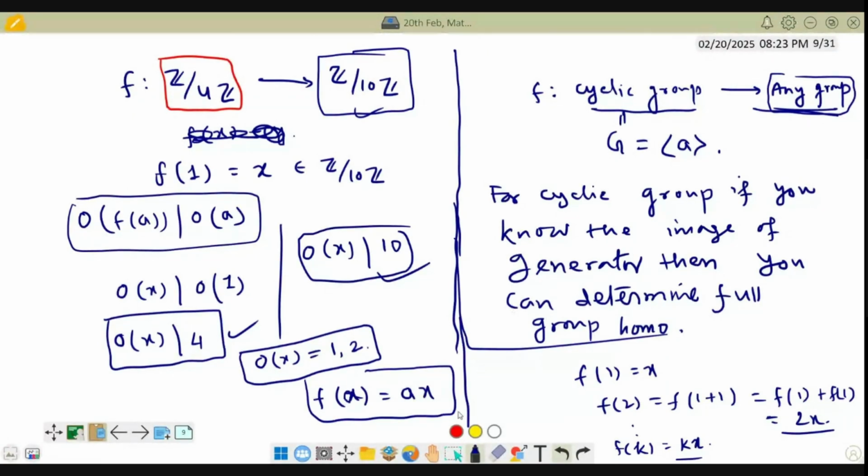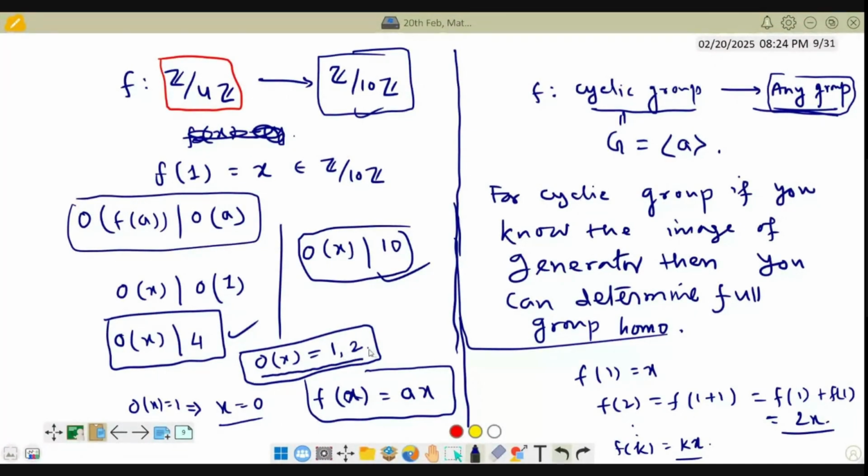No, not 3. Order of x is 1 means that x is 0, right? And because the GCD is 2, only 2 homomorphisms are there. When f of 1 is equal to 0, one case; f of 1 is equal to 1, other case. But that has to be satisfied now.